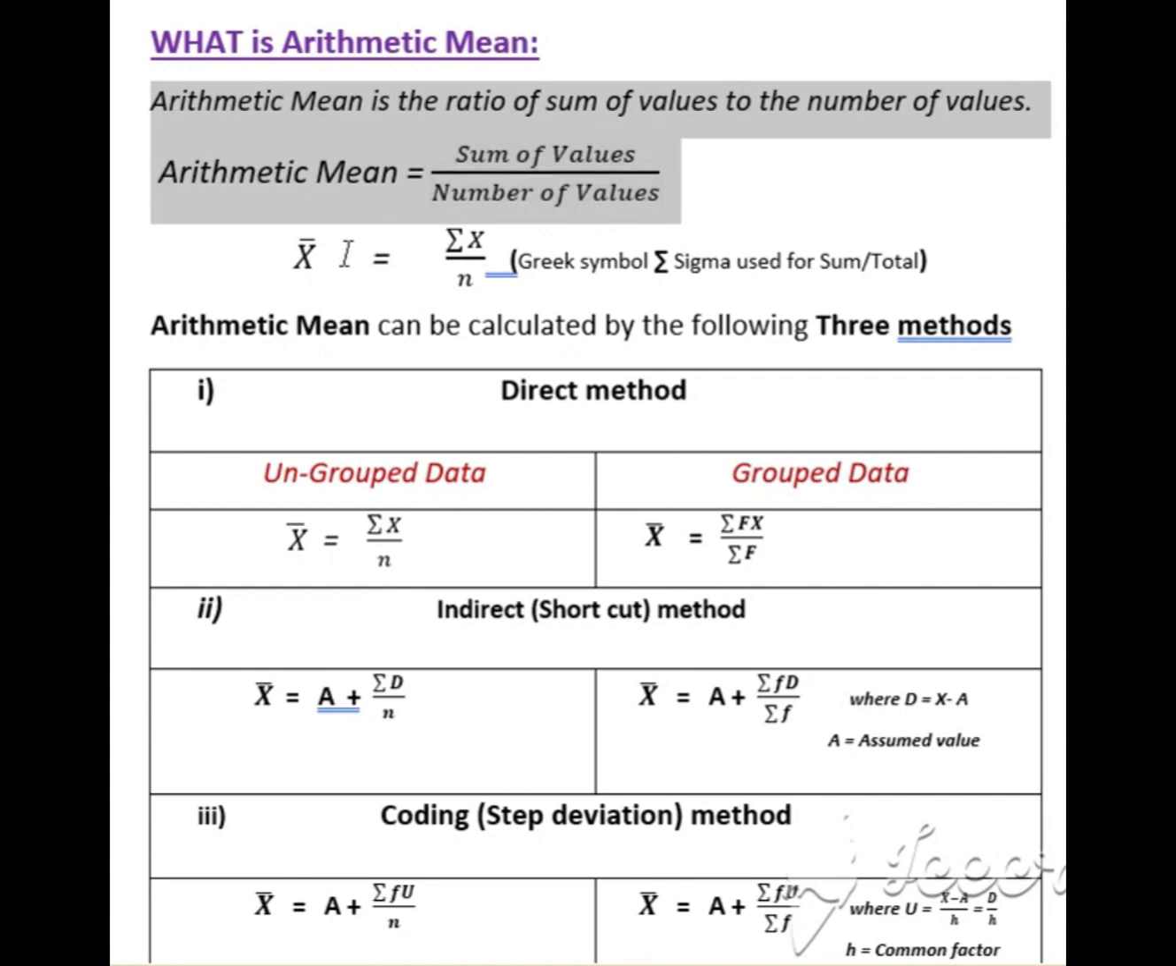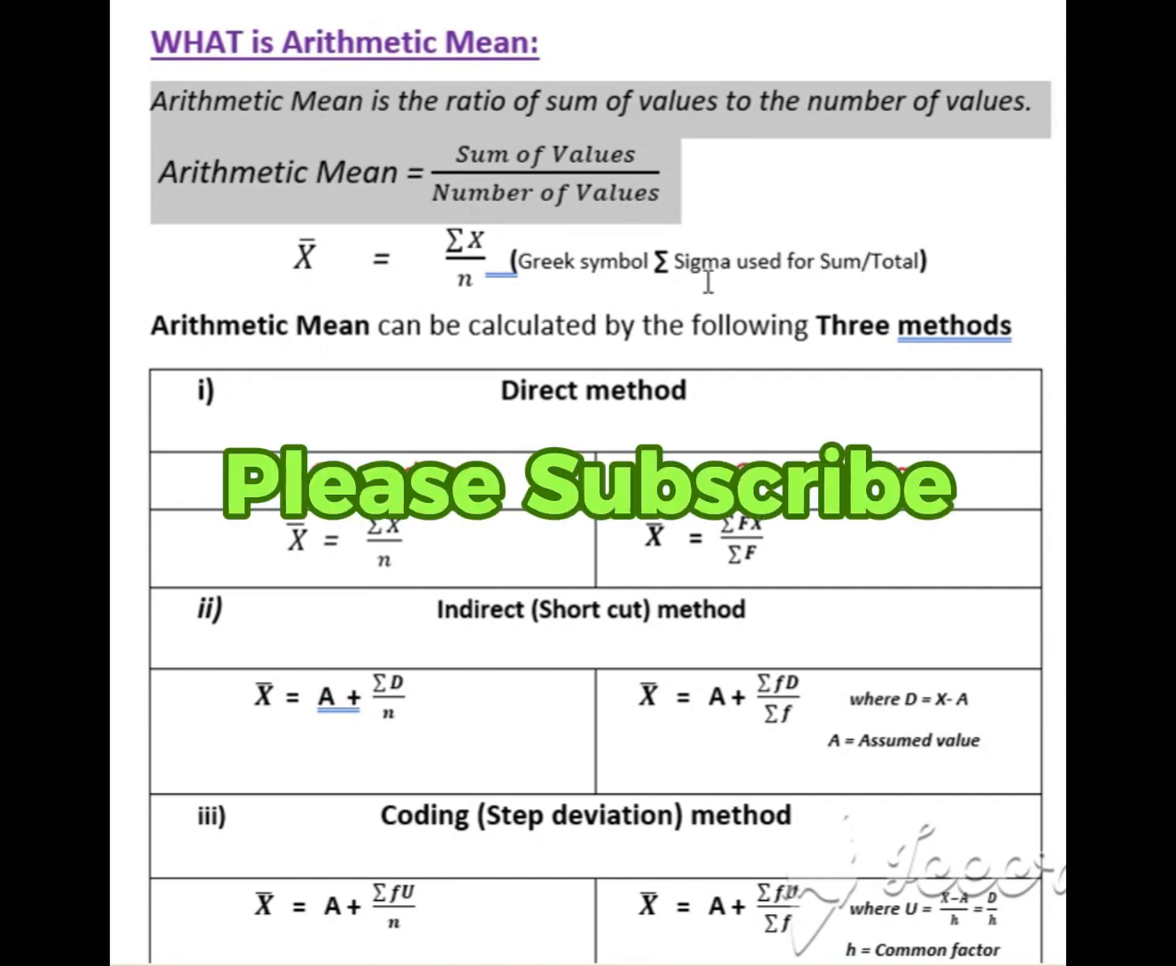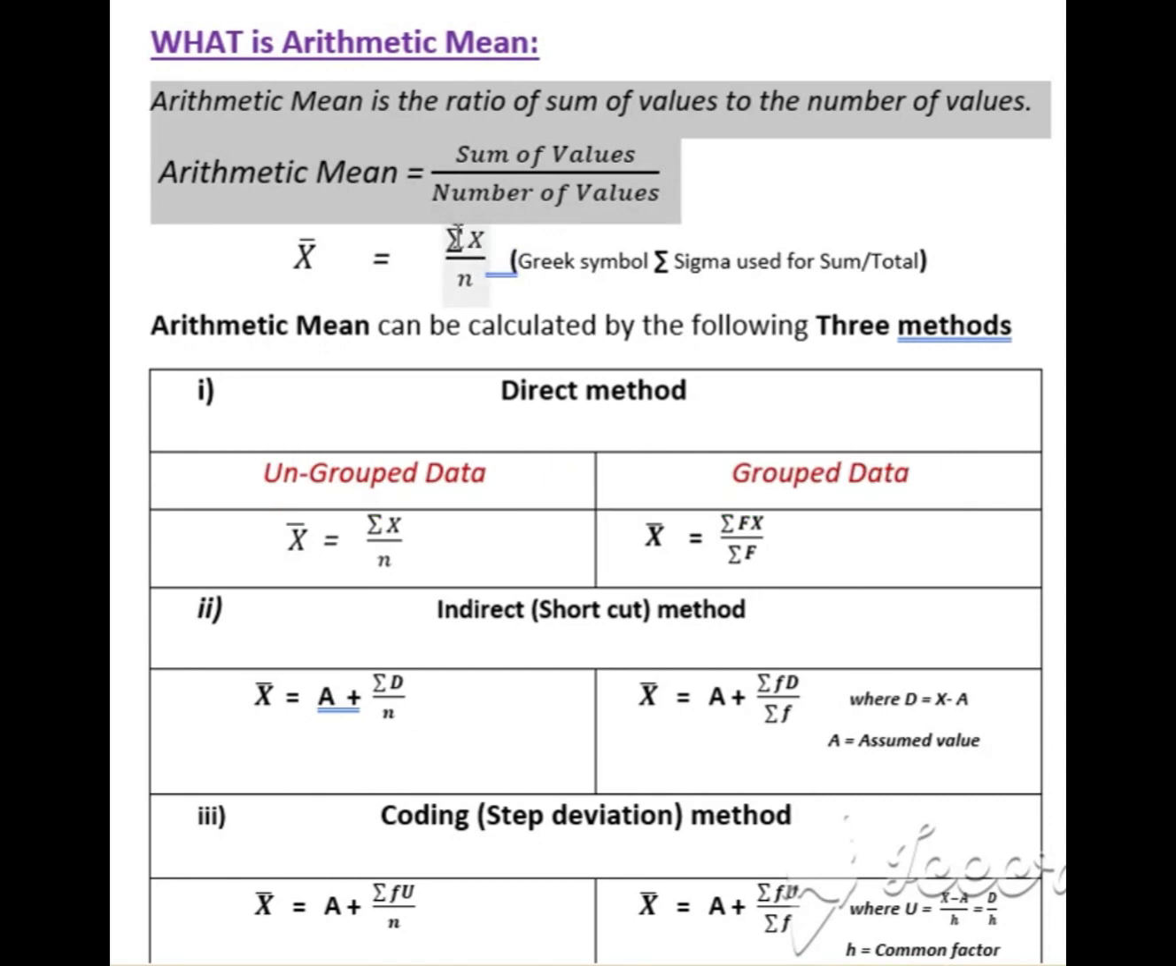Now you can write arithmetic mean mathematically as x bar. This x is a kind of variable. So x bar is equal to sigma x divided by n. This sigma is a Greek letter, called sigma, and it is used for total or sum. So it is the sum of x values divided by n, the number of values. This is the mathematical formula for finding arithmetic mean.